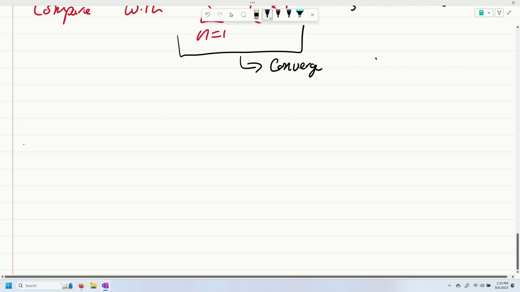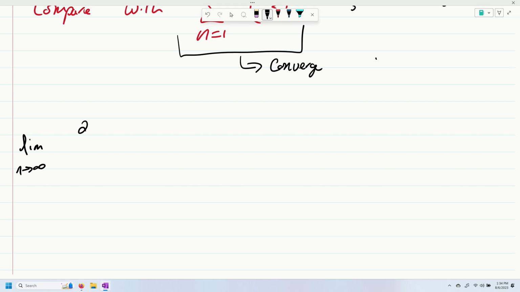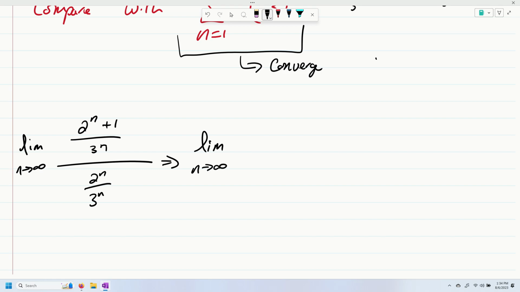So let's take the limit as n goes to infinity of 2 to the n plus 1 over 3 to the n, all divided by 2 to the n over 3 to the n. That's going to give us the limit as n goes to infinity of 2 to the n plus 1, and I'll write it like this first, over 3 to the n times 3 to the n over 2 to the n. I was going to just group everything all at once, but I figured I'd just write it like this.